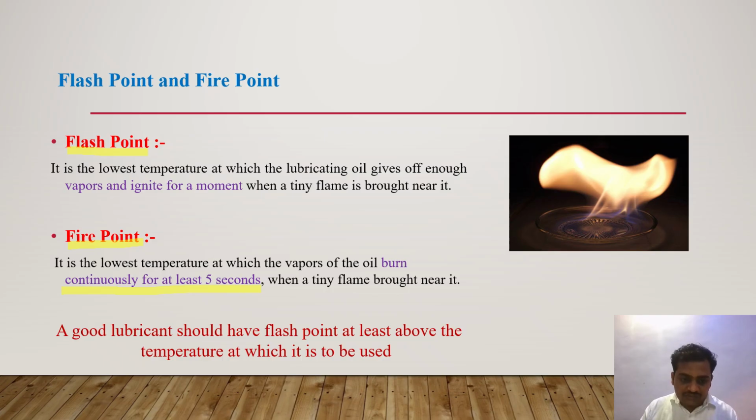A good lubricating oil should have a flash point, that is the lowest temperature at which it will give vapors and ignite for a moment, that is at least above the temperature at which it is to be used. It means we have to select the lubricating oil whose flash point is above the temperature at which you are using it.